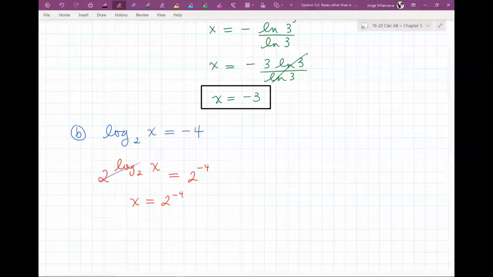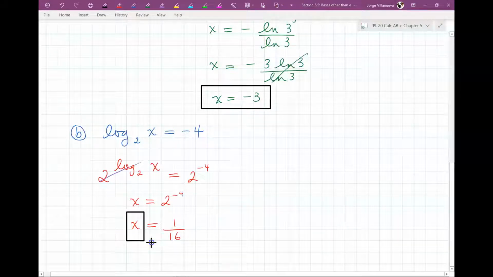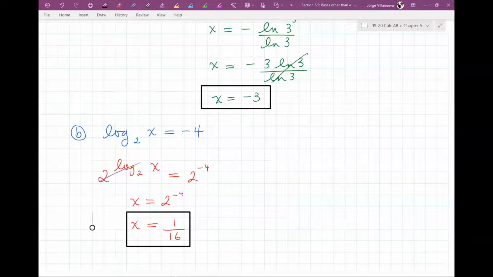Okay, so you're done with this problem. You just got to kind of simplify it. So that'd be x is equal to 1 over 16. And that's it. And there's no secondary way to do this. That's the way you do it. You apply a base to make the variable come out. Are we okay with that one?